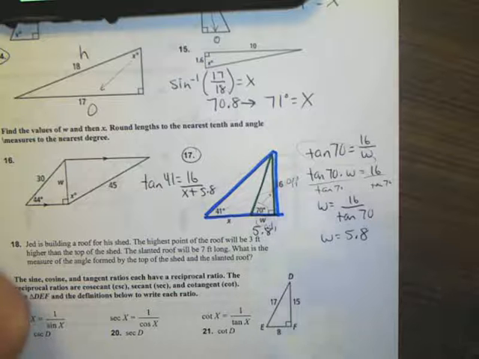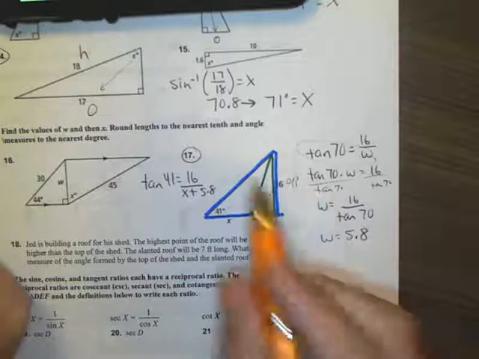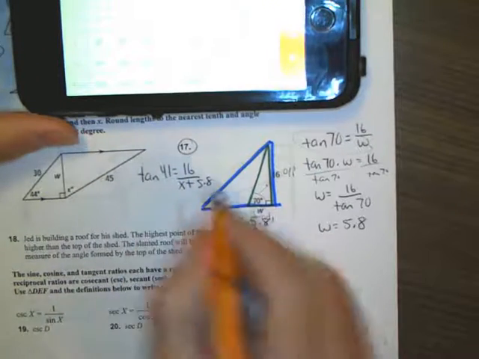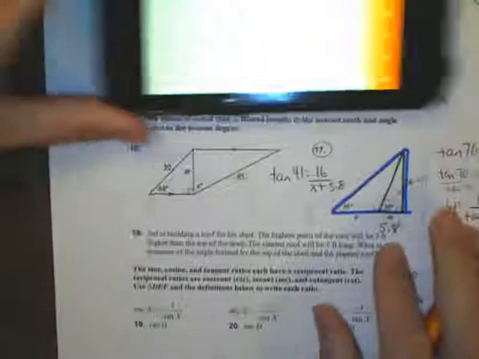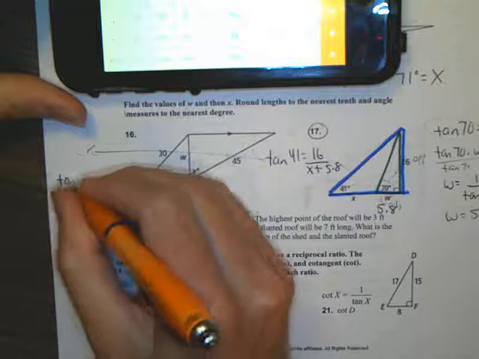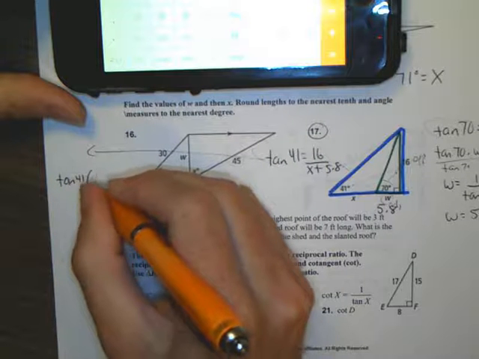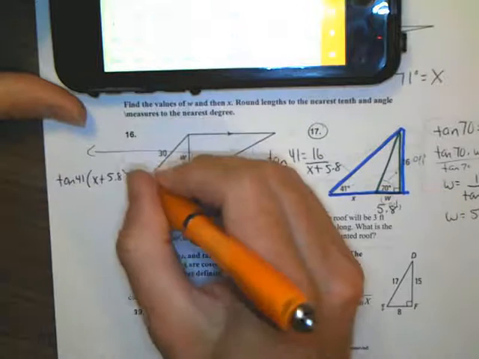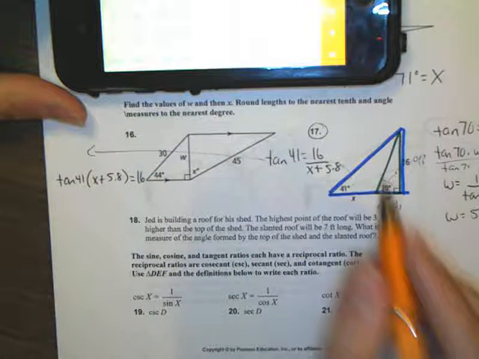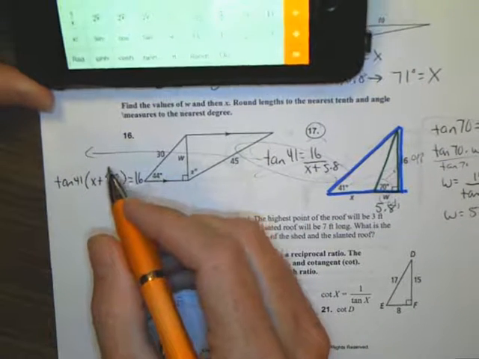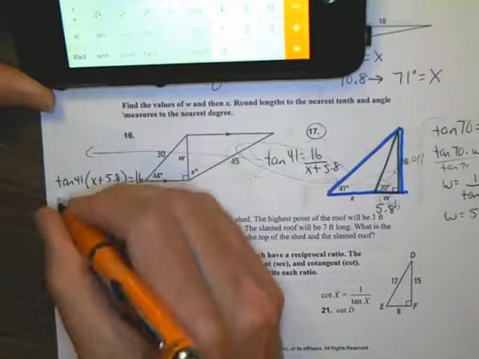It's just a little messier, more than anything else. It's not a very nice problem, and there's not much we can do about it. So a couple things I could do. I could begin by saying, let's cross multiply. I end up with tangent of 41 times (x plus 5.8) equals 16. That becomes my new equation when I cross multiply. So tangent of 41 times x becomes tangent 41x.